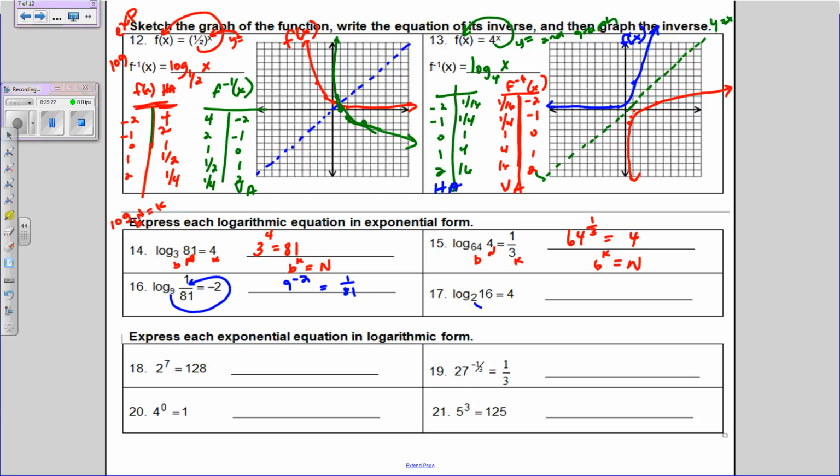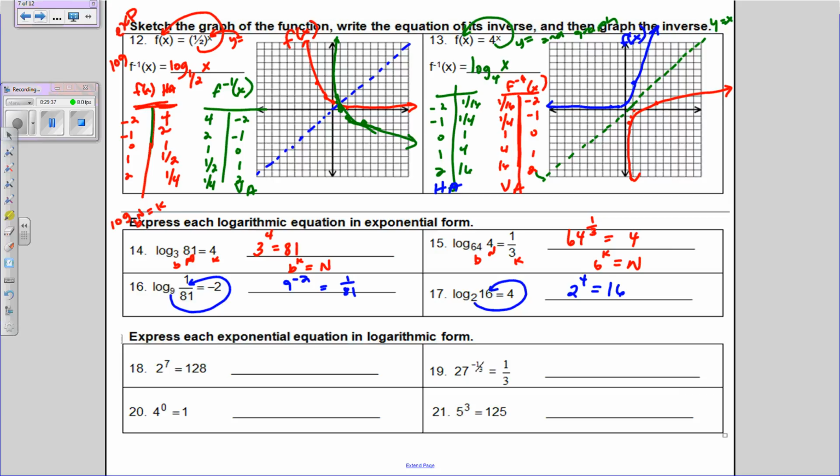17, start with your arrow at the base, circle around. So we have 2 to the 4th equals 16. So we have both methods just the same, and when we go from exponent to log.